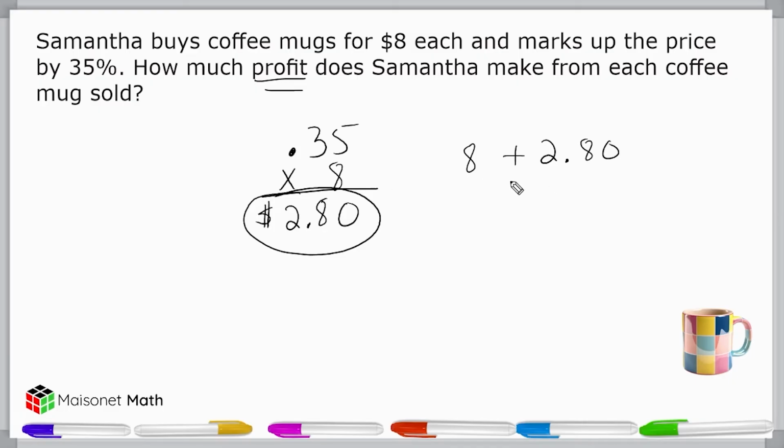However, I wanted to write this out so we can distinguish something very important here. And that is that Samantha purchased each one of these mugs for $8, which means she spent $8. So in the new price that she sells it for, this $8 that's included in the total price is just her recouping the $8 she spent for that mug. So those two numbers pretty much cancel out there, leaving her with the $2.80, which is how much she profits off of each mug.